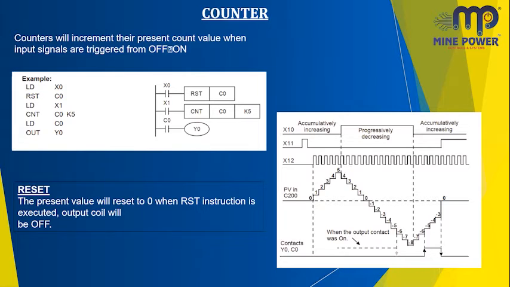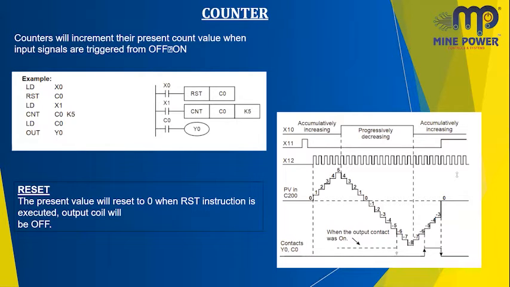When X1 is closed, the count takes the K register value. When the process has gone 5 times, counting 1, 2, 3, 4, 5, then the count is complete at C0. C0 changes from NO to NC, then Y0 is on.